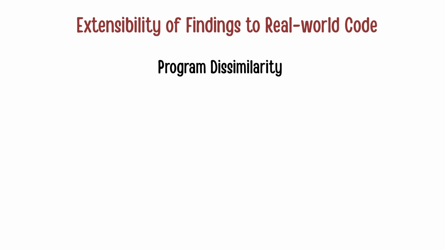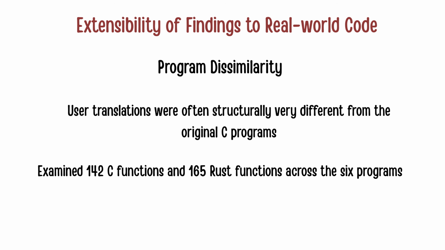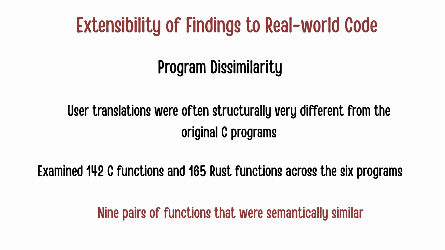Earlier, we saw that successful user translations were often structurally very different from the original C programs. The authors find this phenomenon even more strongly in U-utils. They manually examined 142 C functions and 165 Rust functions across the 6 programs, and they could identify only 9 pairs of functions that were semantically similar, and even those were relatively small.